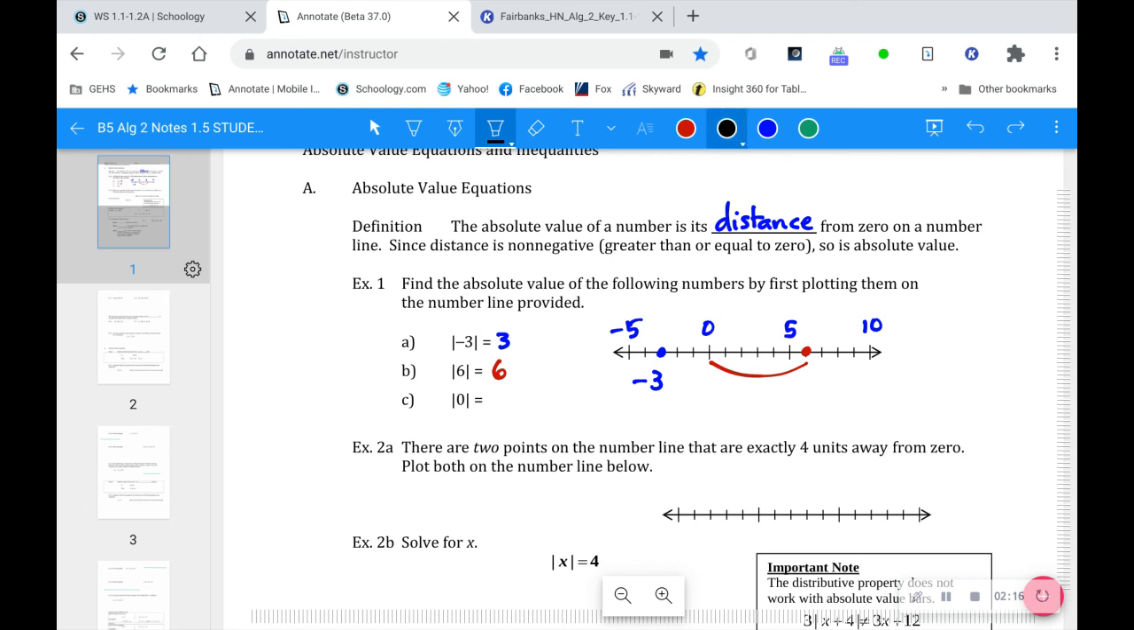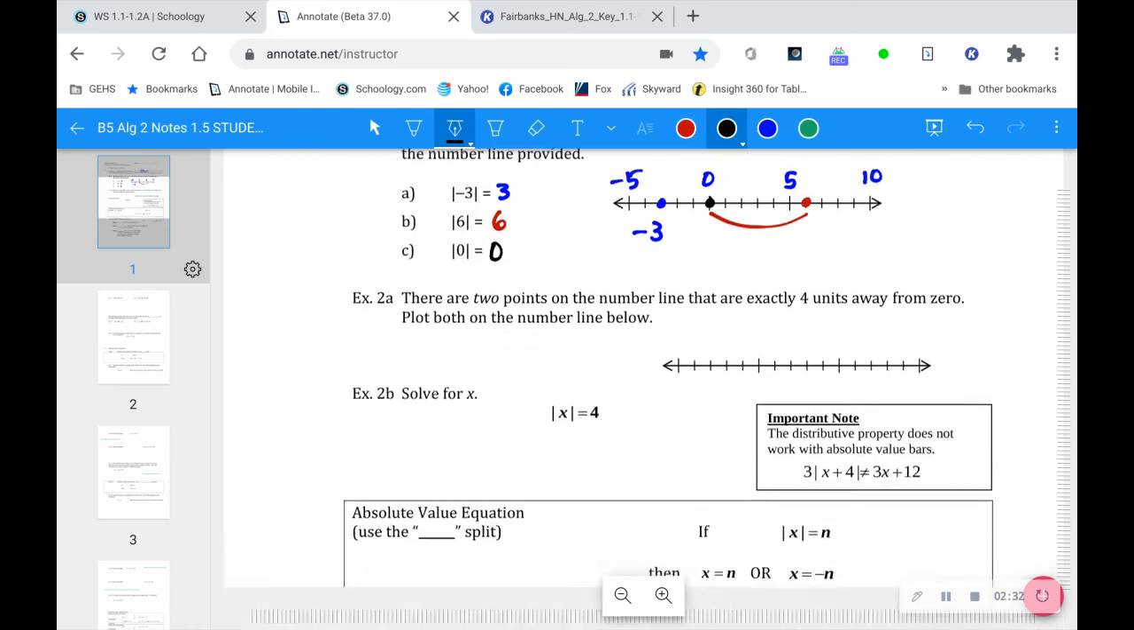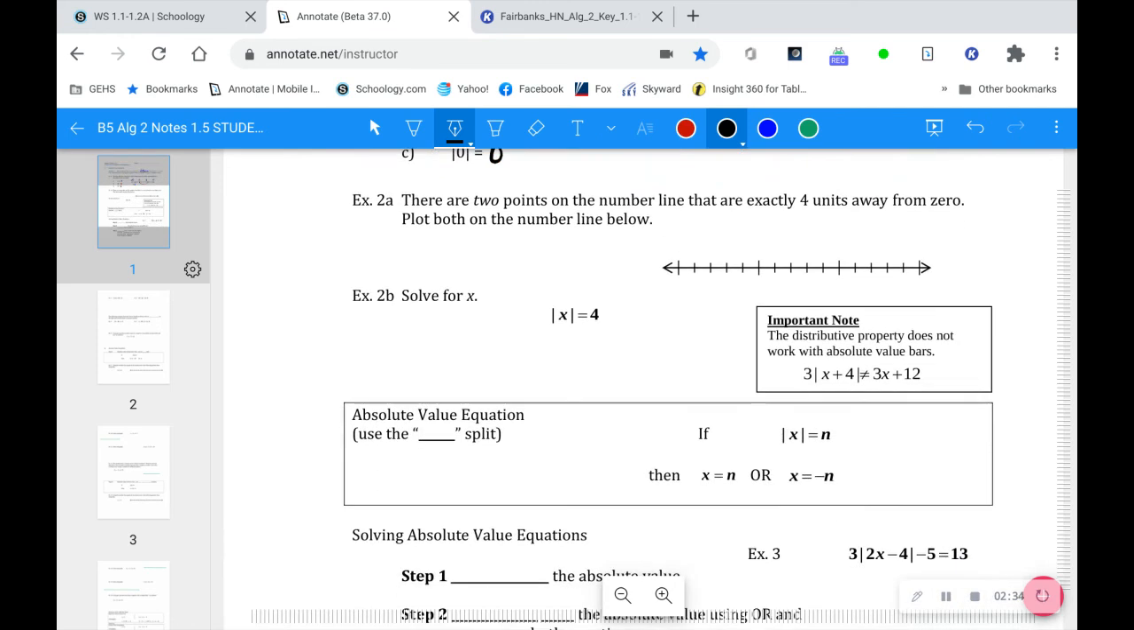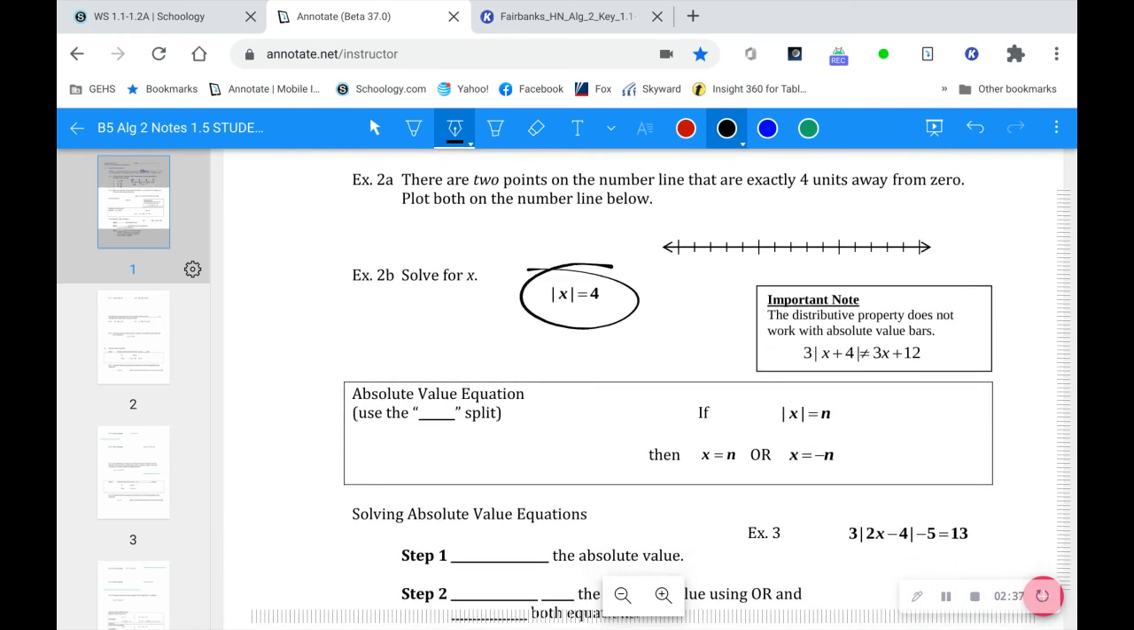Okay, the next one here, I'll do this one in black. The absolute value of 0 is actually 0, since the number 0 is right up on top of 0 and there's no distance between them. Okay, so our first absolute value equation is this one. We're trying to find a number whose absolute value equals 4. Now, I will show you the results of this, and I'll point out a few features of these problems.